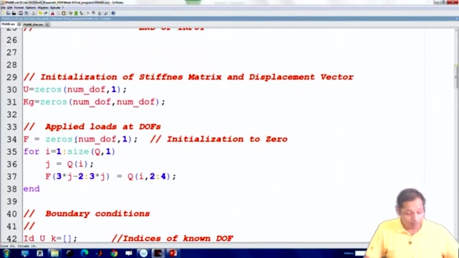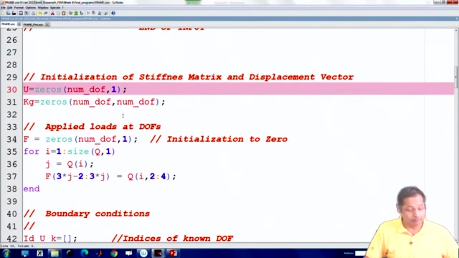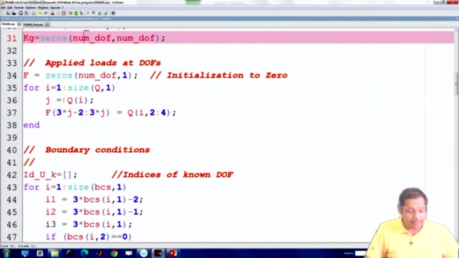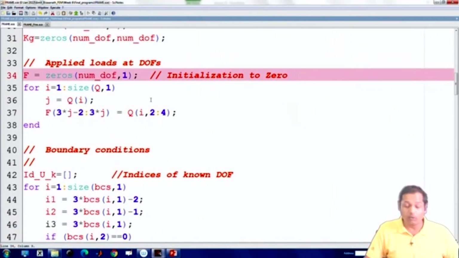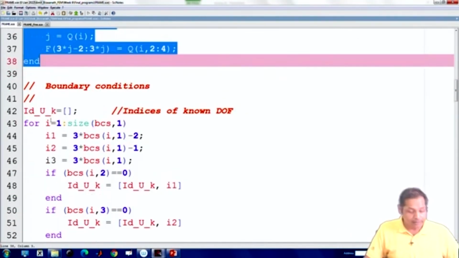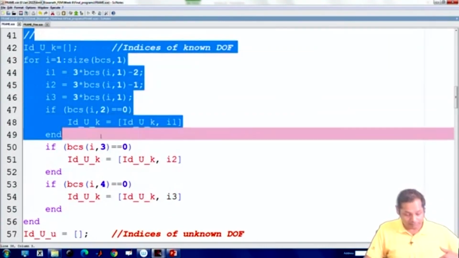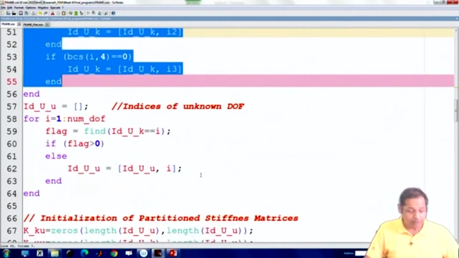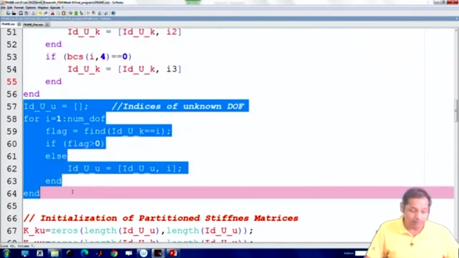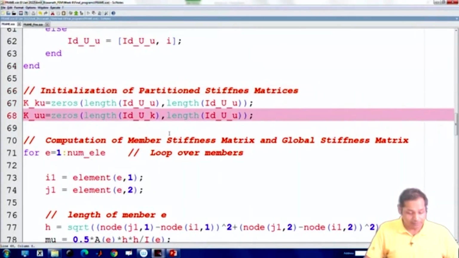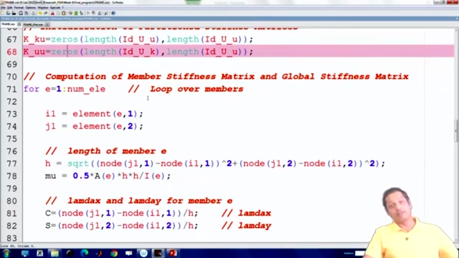the program we already had for Truss and Frame. So this is the initialization of the global displacement vector, the initialization of the global stiffness matrix, and the initialization of the global load vector, and then the global load vector is populated with the information about Q we have. These are the boundary conditions. This identifies the boundaries where constraints are prescribed, and the boundaries where the constraints are not prescribed. Now this is the initialization of partition matrices, and next is the computation of the global stiffness matrix.